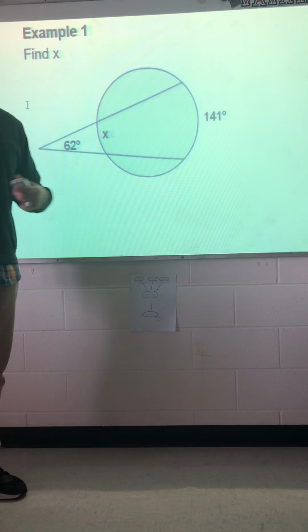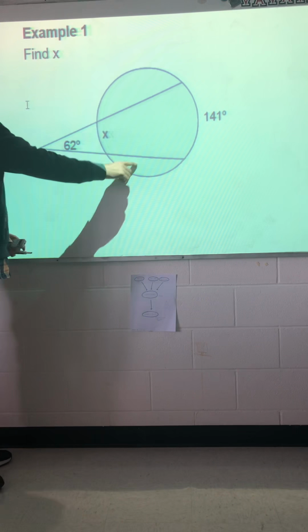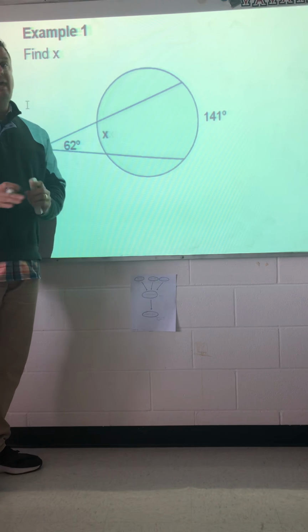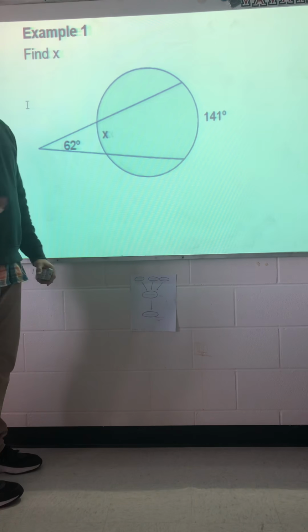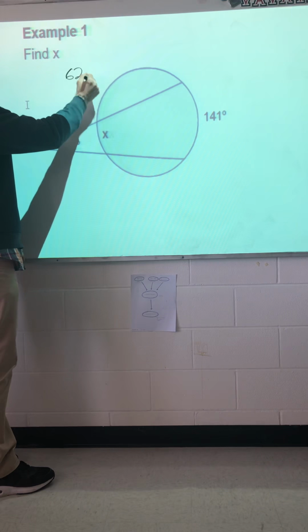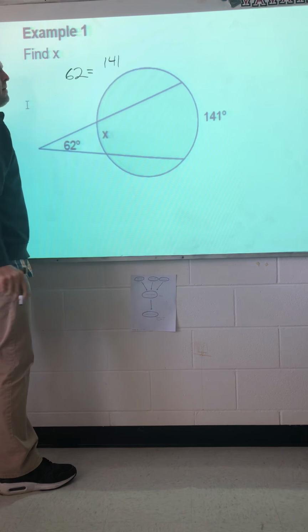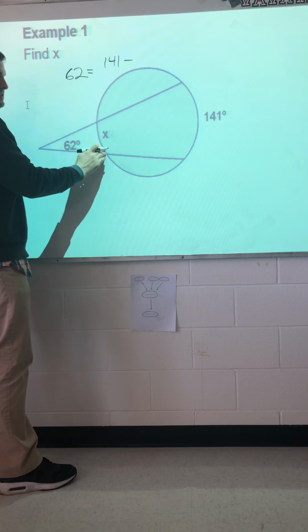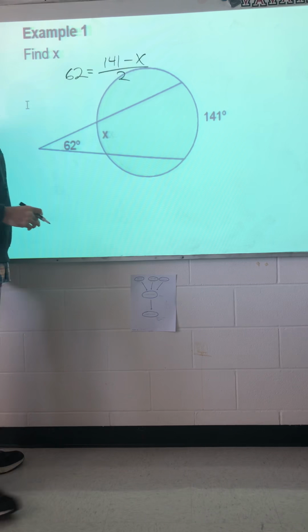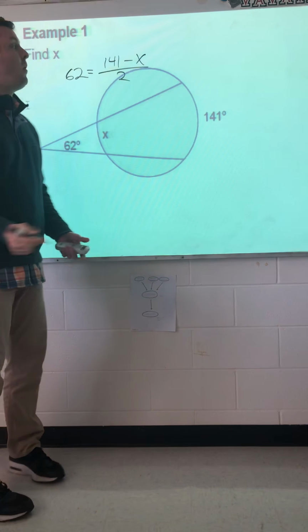Okay, so here's an instance where we have two secants, right? We have one secant, two secants. Now we're not looking for the angle, we actually already have that, but that's okay, we still use the same formula. The angle equals big arc minus small arc divided by 2. The angle, 62, equals the big arc, 141, minus the small arc, which is where our x is, divided by 2.